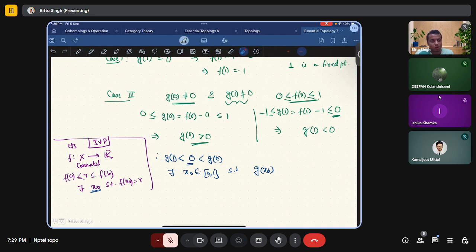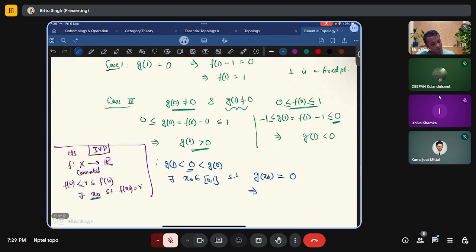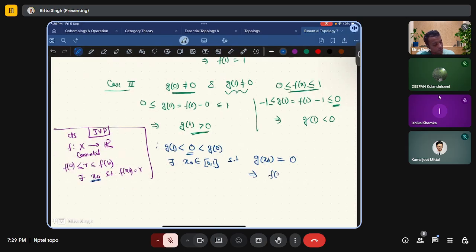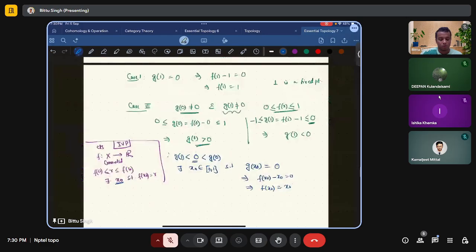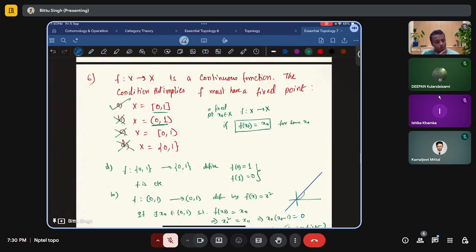two points in the range. So g(x0) equals this intermediate value 0. But by our construction, g is the same as f(x) minus x. Therefore, f(x0) minus x0 equals 0. Is it clear? f(x0) equals x0. So the only correct option is option A.